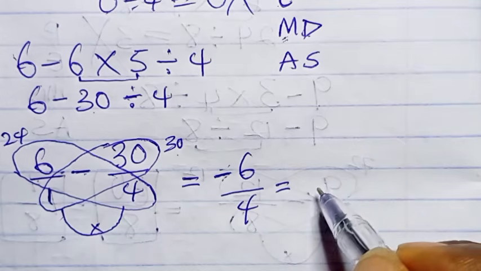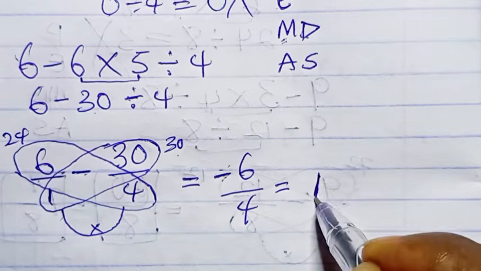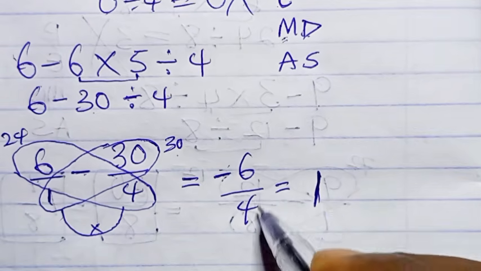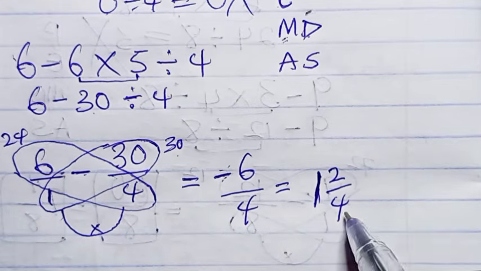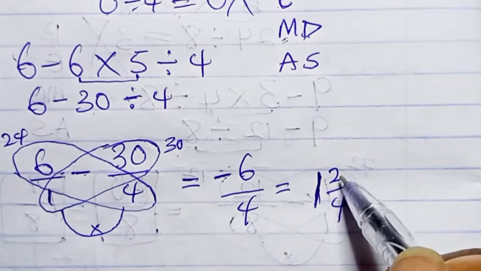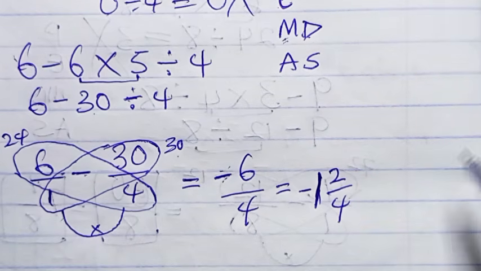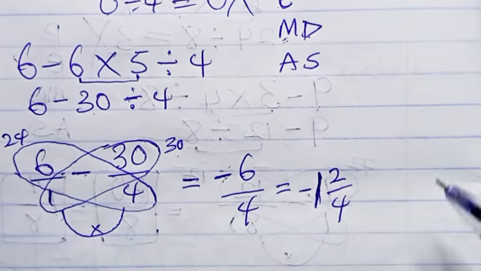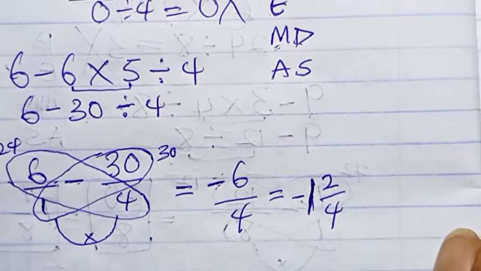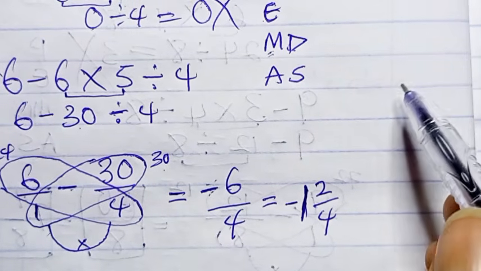4 will go into 6 how many times? Ignore the negative sign first. 4 will go into 6 how many times? 1 time, remainder 2. Then bring down our denominator here. So we have one whole number, 2 over 4. Then put your negative sign because the answer is negative, okay? So 1 whole number, 2 over 4. 1 times 4 is 4, 4 plus 2 is 6, okay? That's correct. So I think we can get a long division answer too for this.